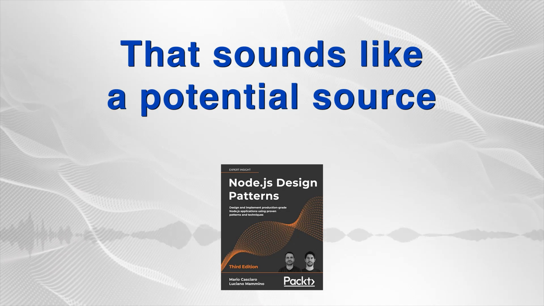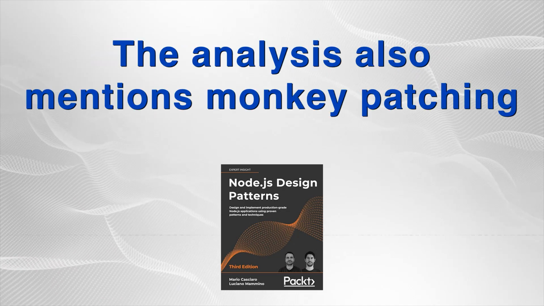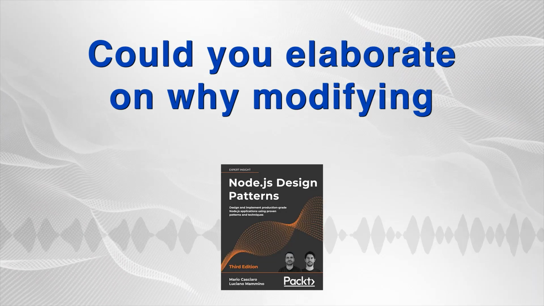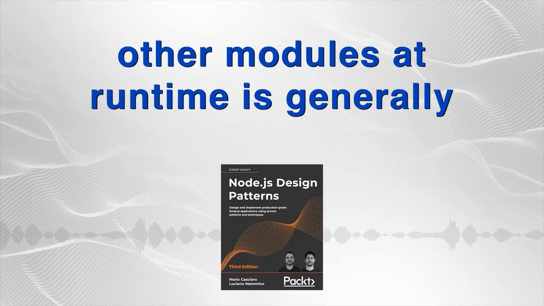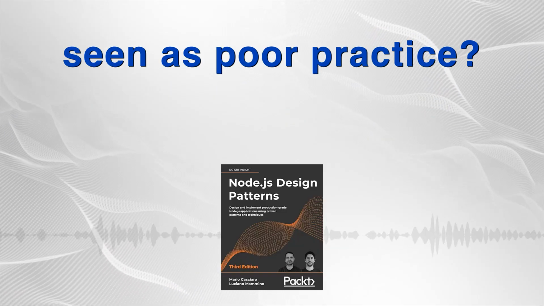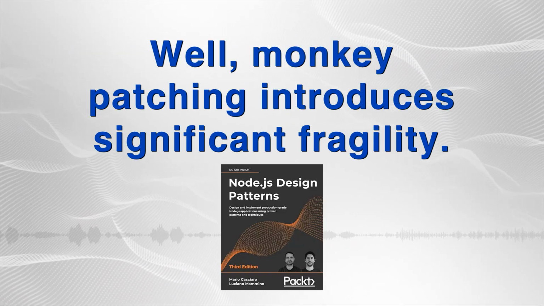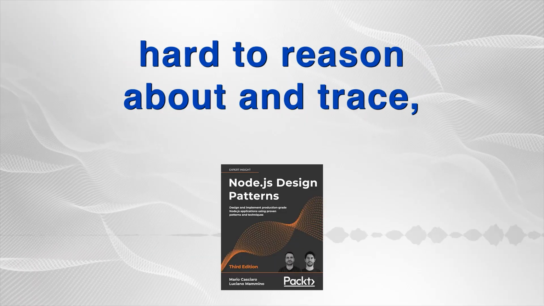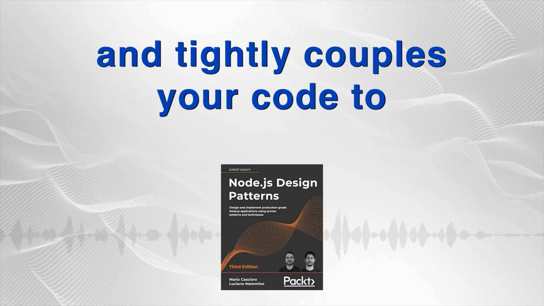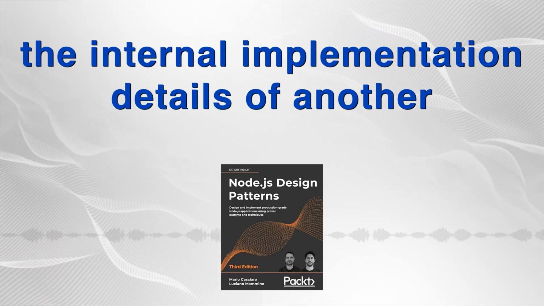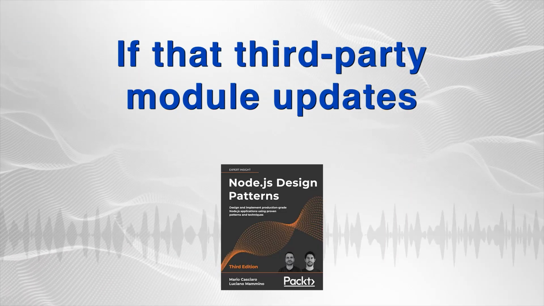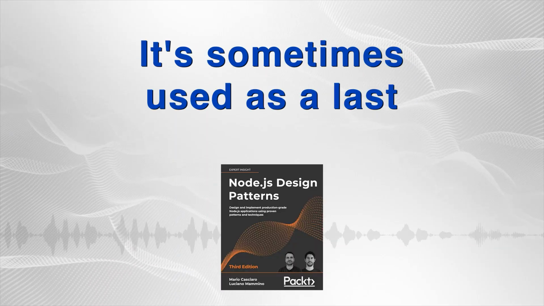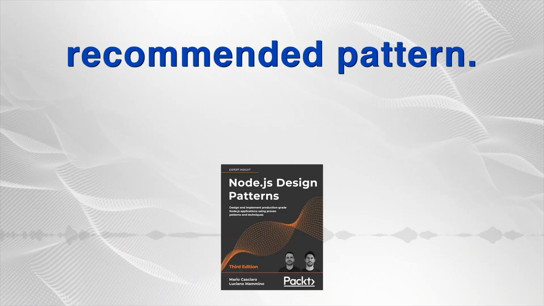That sounds like a potential source of very subtle bugs. The analysis also mentions monkey patching in CJS. Could you elaborate on why modifying other modules at runtime is generally seen as poor practice? Well, monkey patching introduces significant fragility. It breaks encapsulation, makes code very hard to reason about and trace, and tightly couples your code to the internal implementation details of another module. If that third-party module updates its internals, your patch will likely break. It's sometimes used as a last resort, but it's definitely not a recommended pattern.